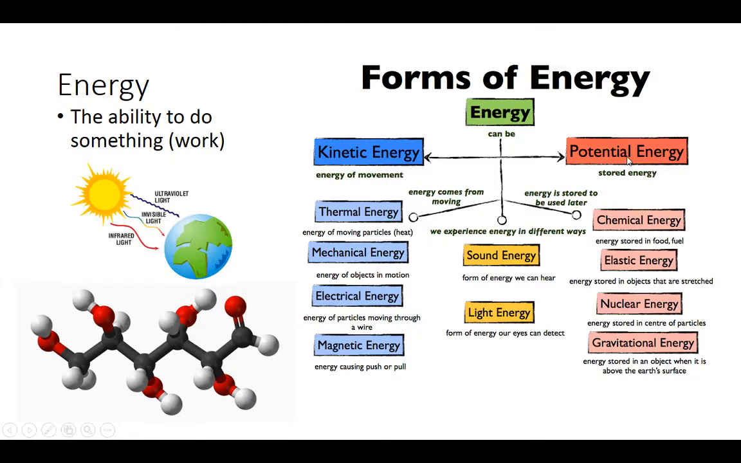Potential energy is stored energy, so energy that will be used later. Chemical energy is one that we'll be talking about a lot, specifically in the bonds of chemicals. There's stored energy that can be released. So anytime you have a chemical reaction, you're either going to have energy released from those bonds or energy stored back into those bonds. So there are quite a few different forms.